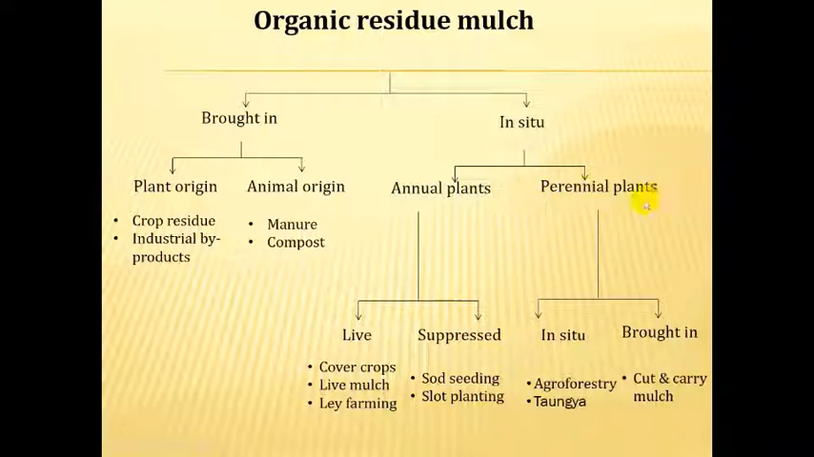When we go to perennial plants, that can again be divided into two, in situ and brought-in. Agroforestry and Taungya are systems which provide mulches using perennial plants in situ. Cut and carry mulch could be an example of brought-in perennial based mulches.